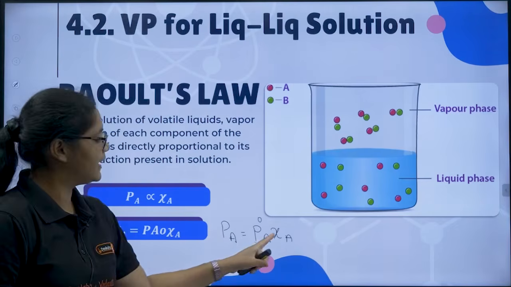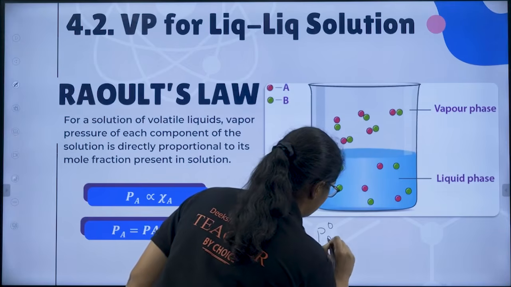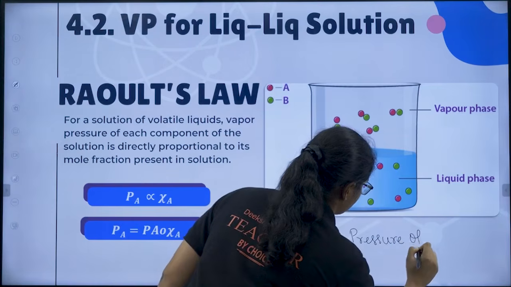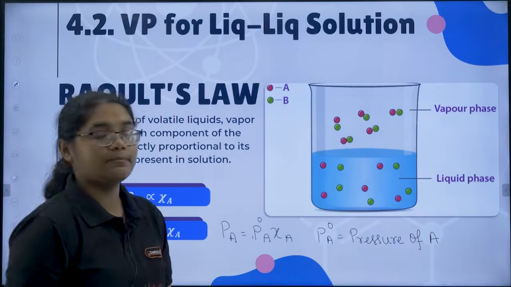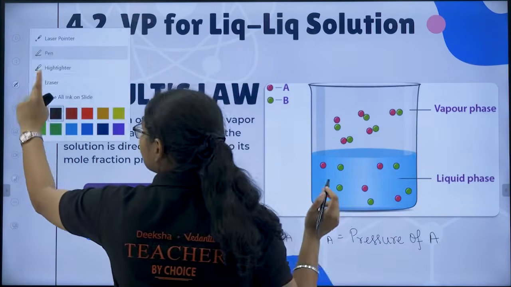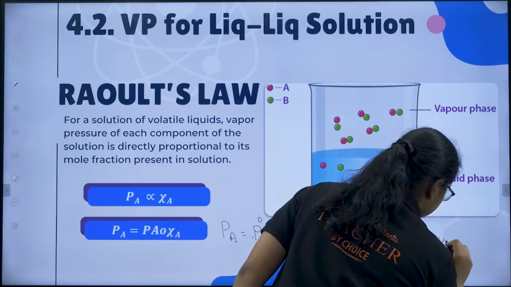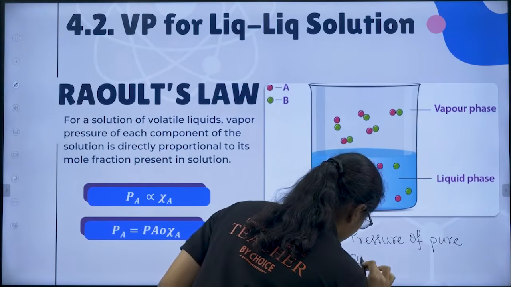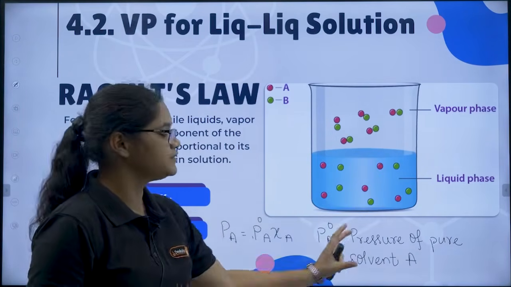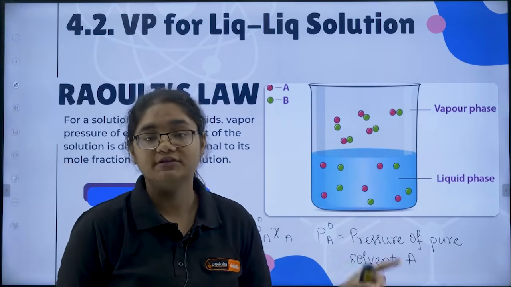Now what is this P naught A? Just write down here, P naught A is the pressure of pure solvent A. Okay, P naught A is equal to the pressure of pure solvent A.